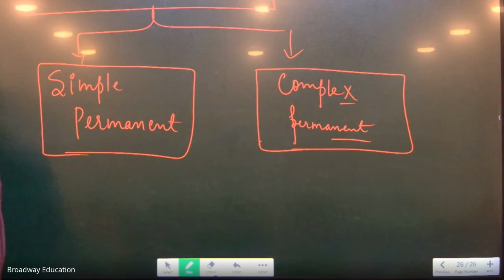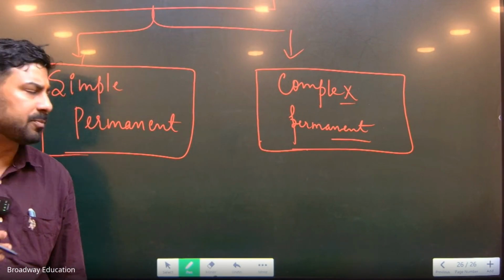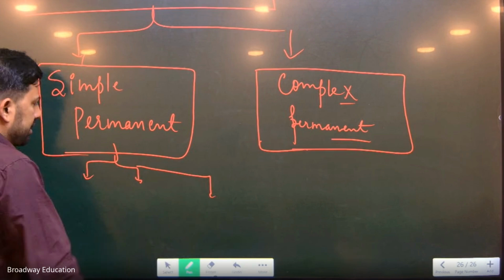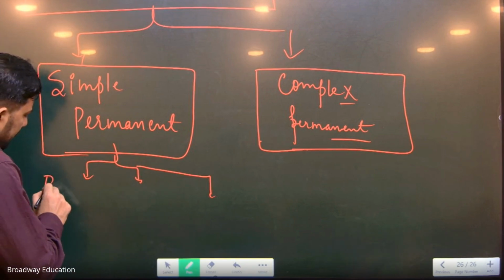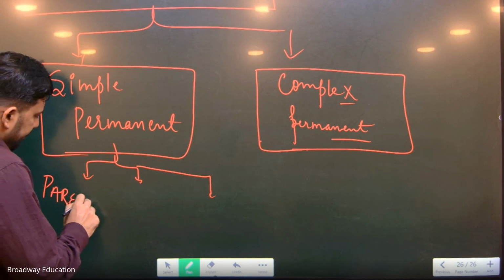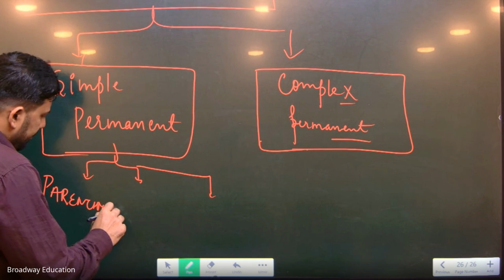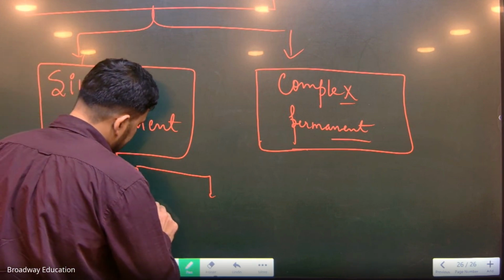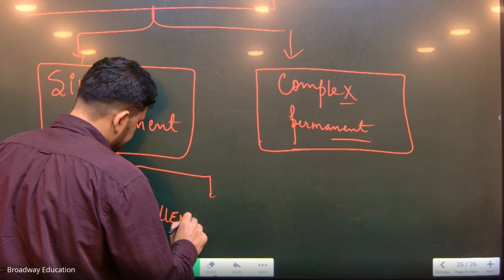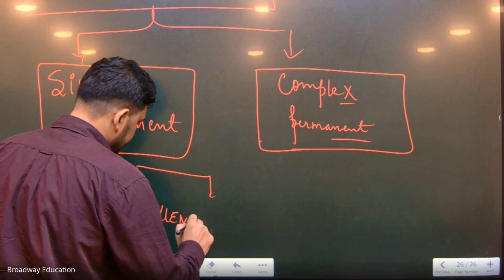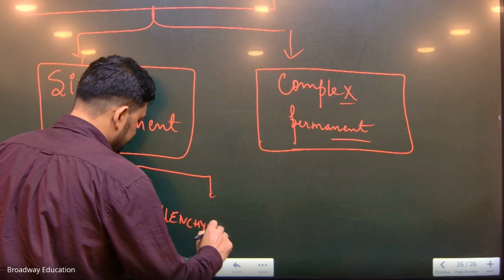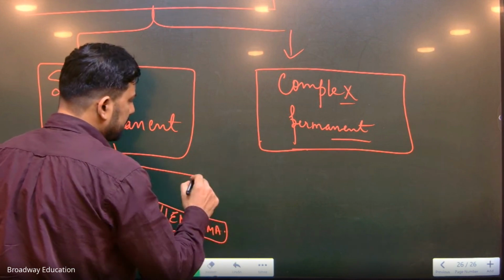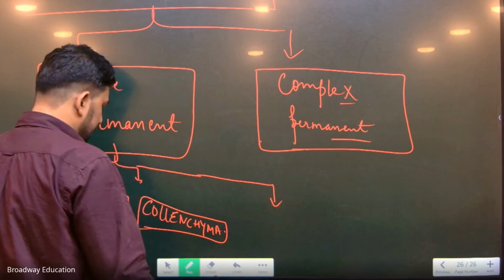If I talk about the simple permanent, you can write simple permanent is broadly classified into three parts. Which are these three parts? These are called parenchyma, second one is called collenchyma, and the third one is called sclerenchyma.